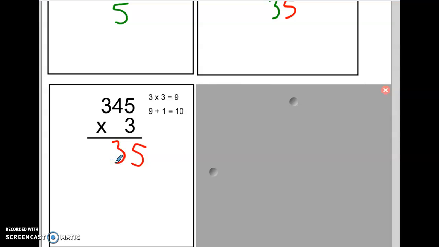Our last step here is to multiply 3 times 3 is 9. We had 1 carried from our step before, and 9 plus 1 is 10. We have nowhere to carry the tens digit of the 10, that 1 to. So we're just going to write it right down there.